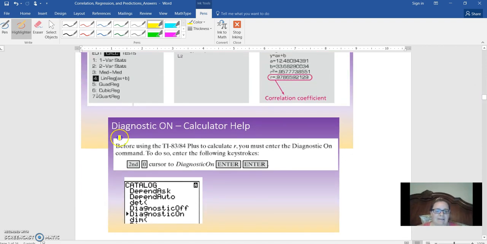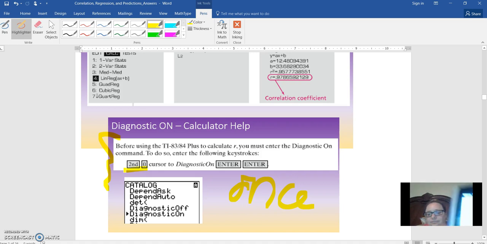So if we want to get the R value, the first thing you need to do is this. And you only have to do it one time unless your calculator does something weird. We're going to go to second 0. Second 0 is the catalog. We're going to go down to the letter D, and we're just going to push enter, and enter again, and it's going to say done. This ensures that we get our R values.